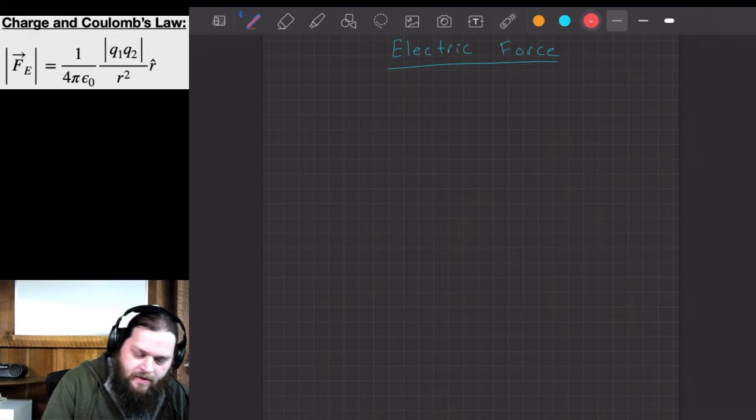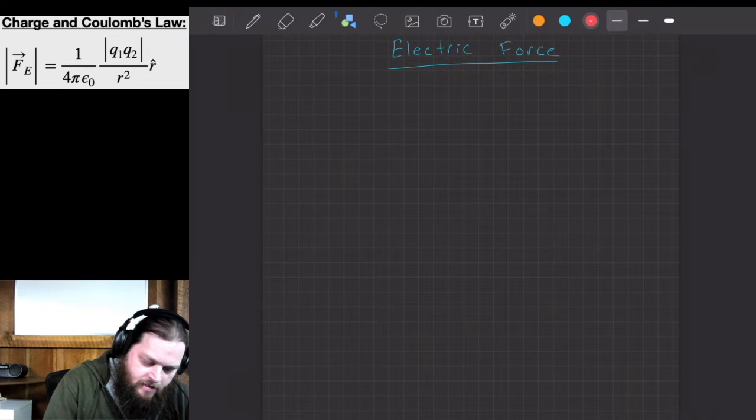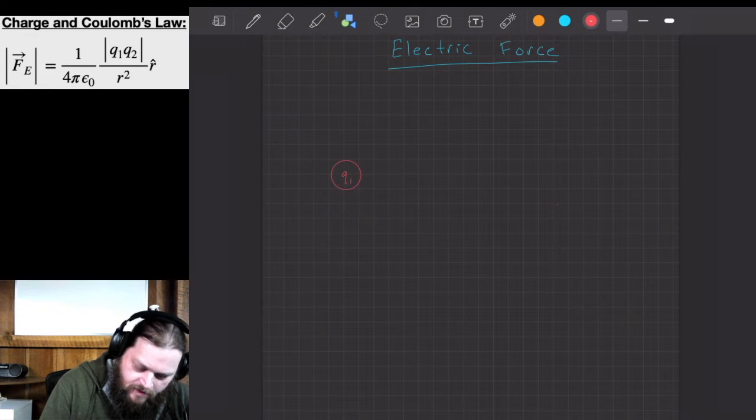And what we mean by that is if you had, say, one particle, and we're going to call this one Q1, and you've got another particle kind of off in the distance over here. Let's call this one Q2.